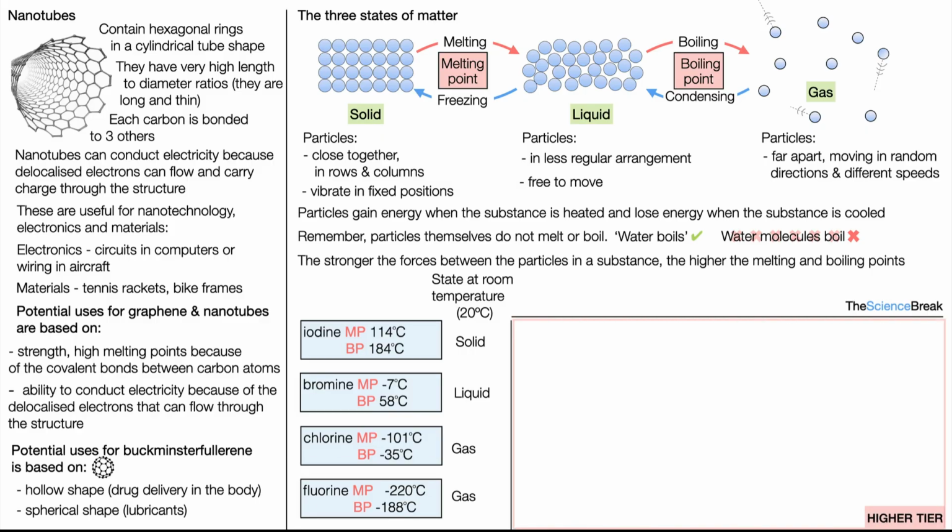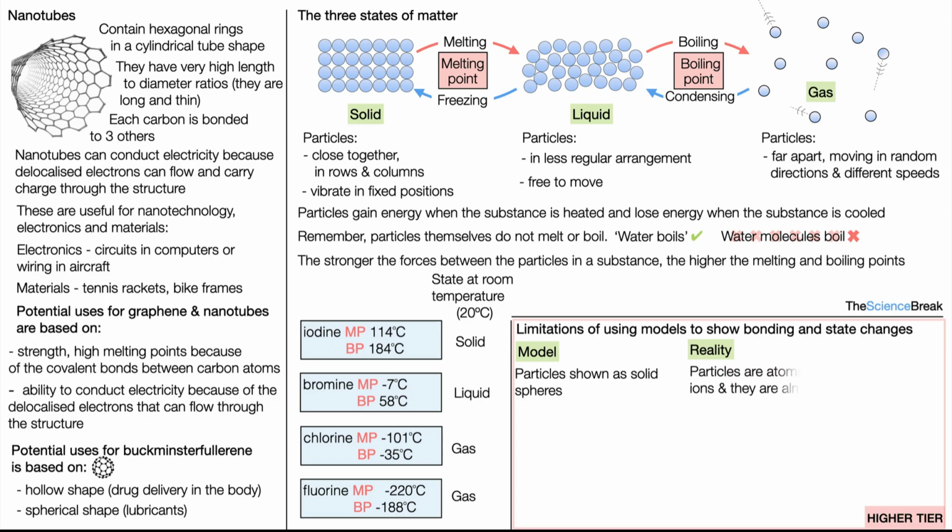This next bit is for the higher tier. The limitations of using models as we are doing here to show bonding and changes of state. Let's compare the model with reality, the model being either diagrams or actual physical models. In the model, the particles are shown as solid spheres, whereas in reality, the particles are atoms, molecules, or ions, and they are almost all empty space.